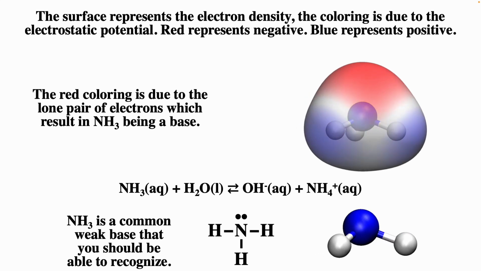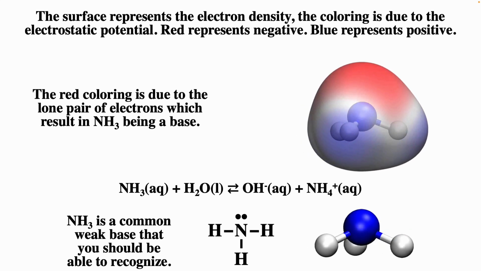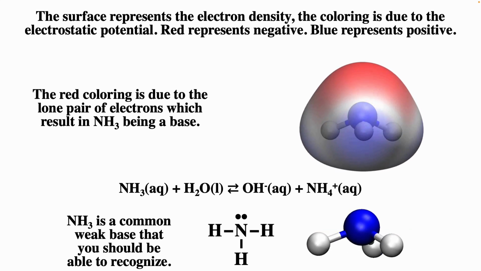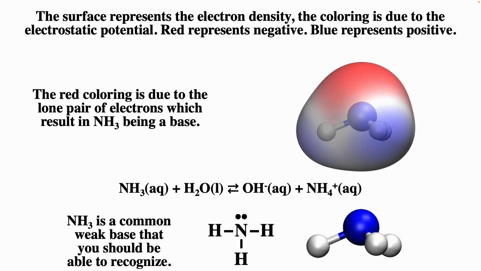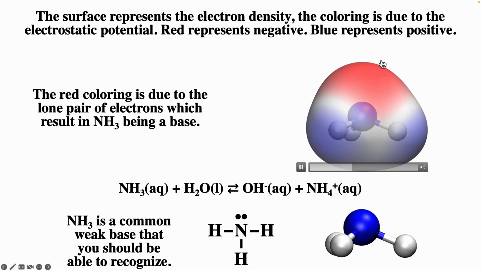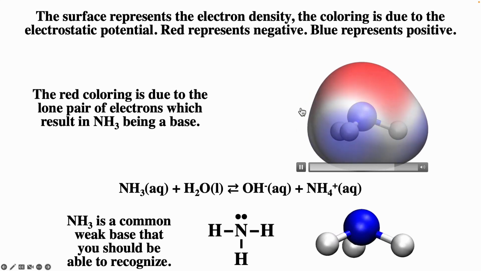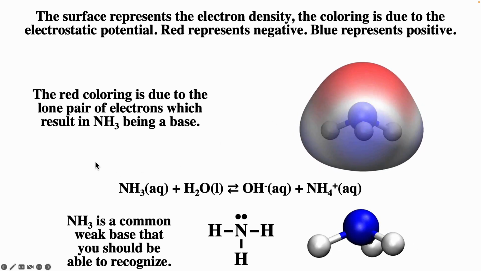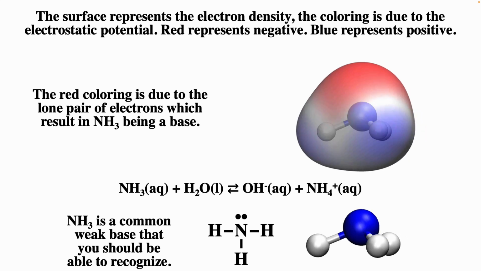Now this shows you one value of the electron density, that's the surface. Then the color corresponds to electrostatic potential, and so the red is partial negative, the blue is partial positive, and so you see that lone pair, and it's the lone pair that makes ammonia our typical weak base.